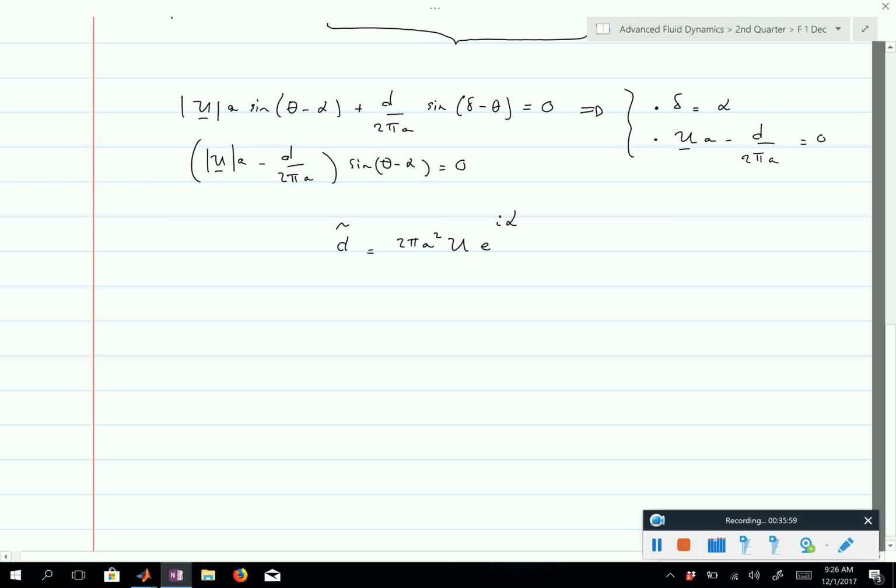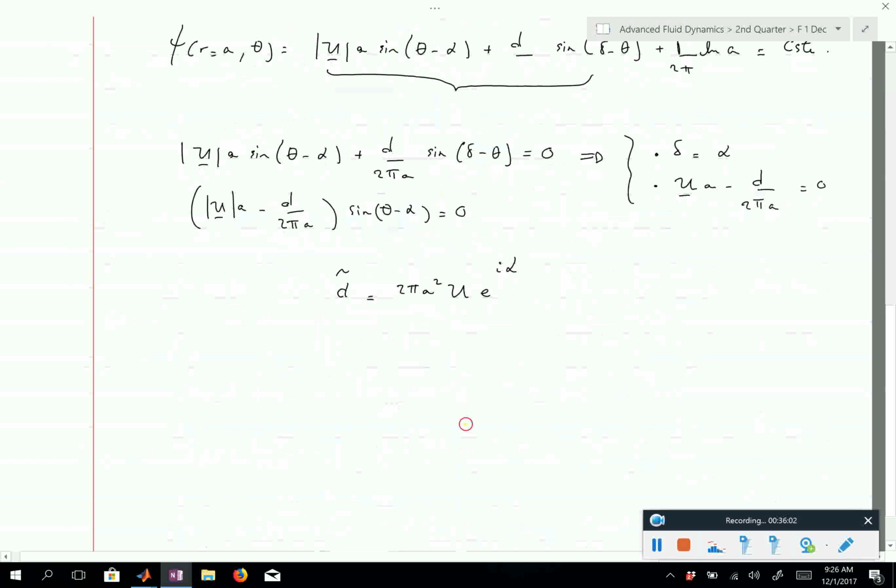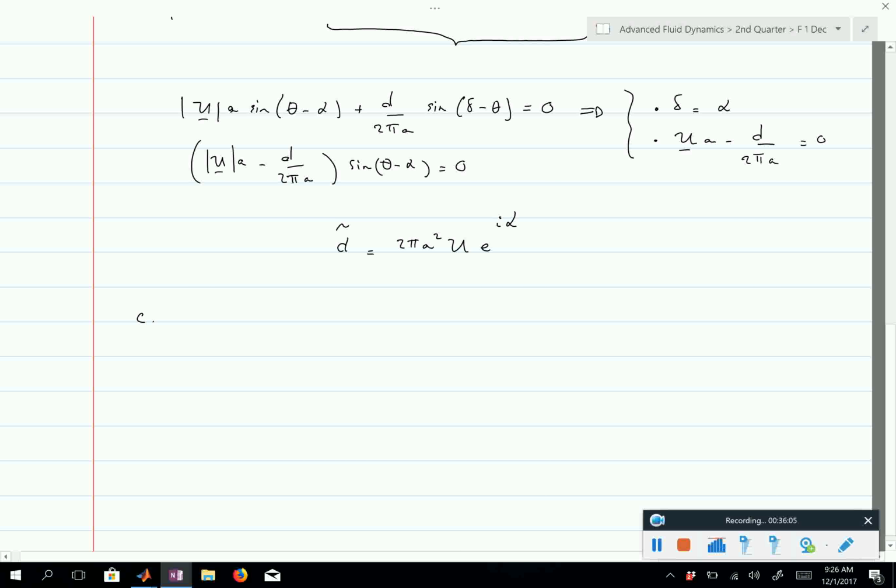Now the third, this was B, so now we're going to go to C. And the last thing we're going to look at is the flow around corners. To be honest, you could do the flow around corners with real potentials, but that would be extremely tiresome. Here, complex potentials definitely beat real potentials. So this is our last example, and this will be the flow in corners, corner flows.